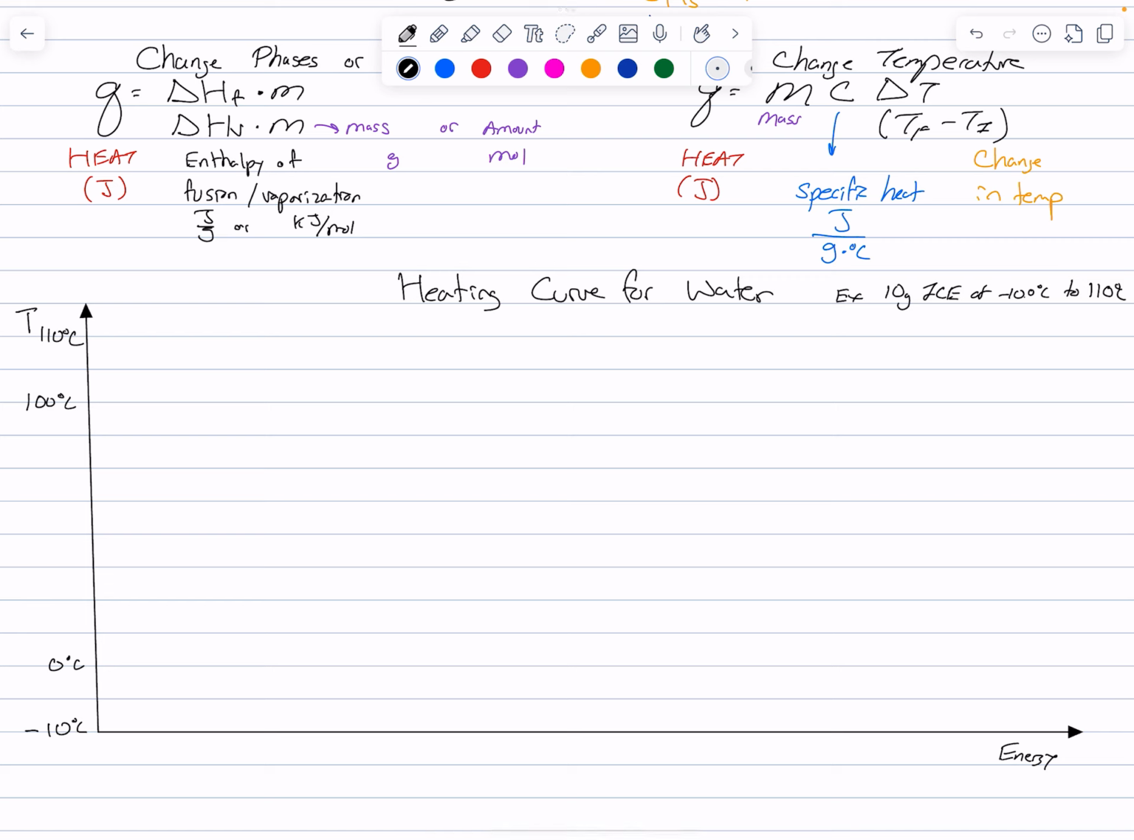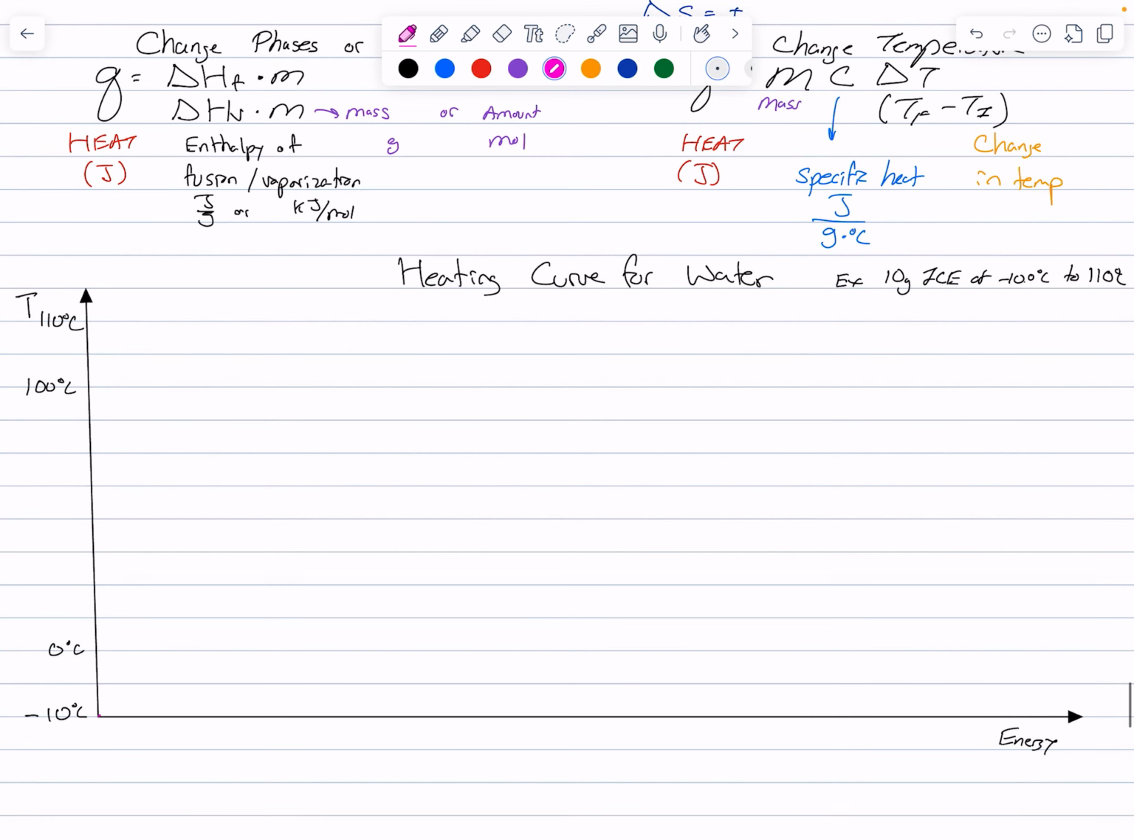What state of matter is water at negative 10? Solid. And so if we start off with solid water, we're going to have to warm that solid water. And so we'd have no energy added. We'd start off at negative 10 degrees, and we're going to warm that water all the way up to 0. So that's step 1. Once we get to step 1, then water at 0 is going to melt. And that's step 2.